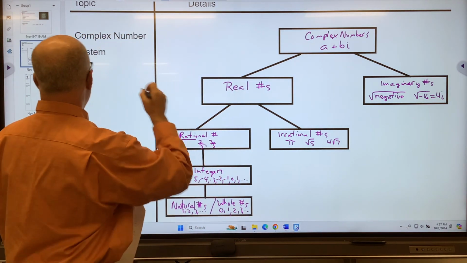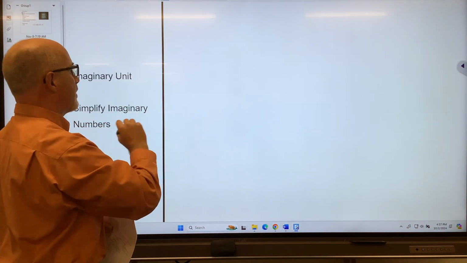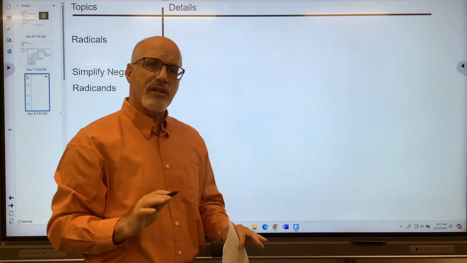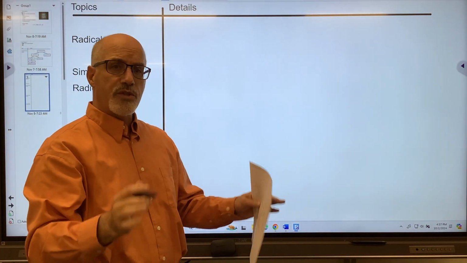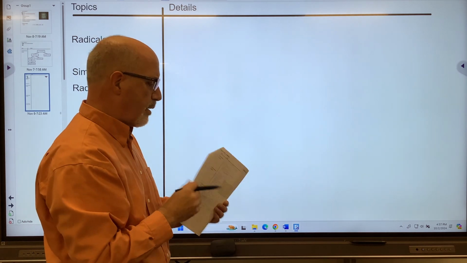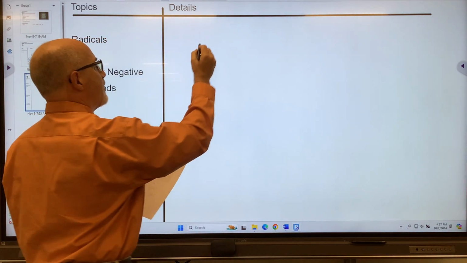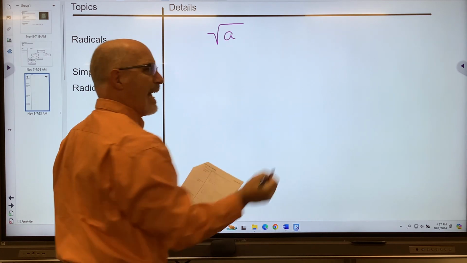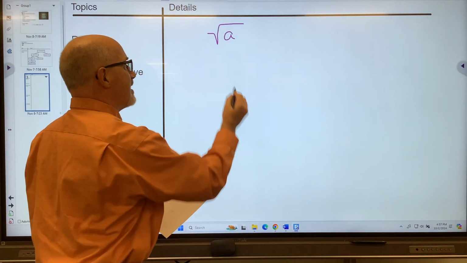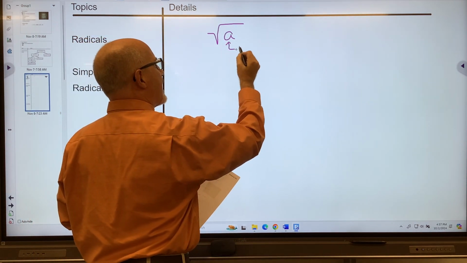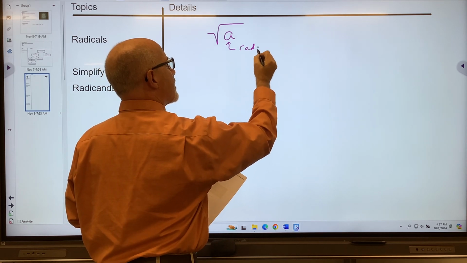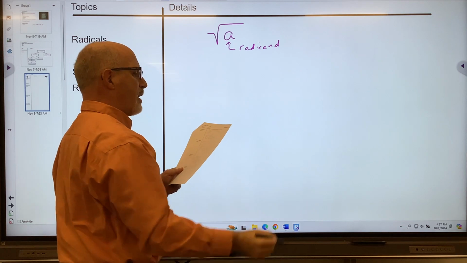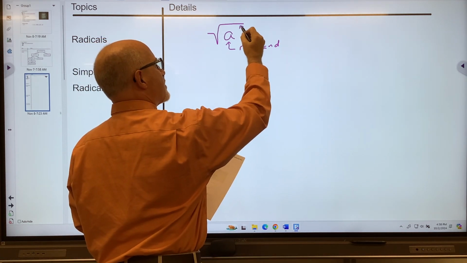Now, let's do some background on this as well. So first of all, a little bit about radicals. We have square roots, cube roots, all those sorts of things. We're going to talk about roots for a moment. And if we have the square root of a number, let's say a here, this number here is called the radicand. This is called the radical symbol.